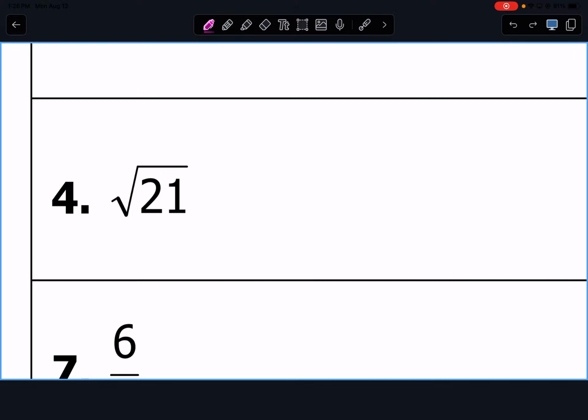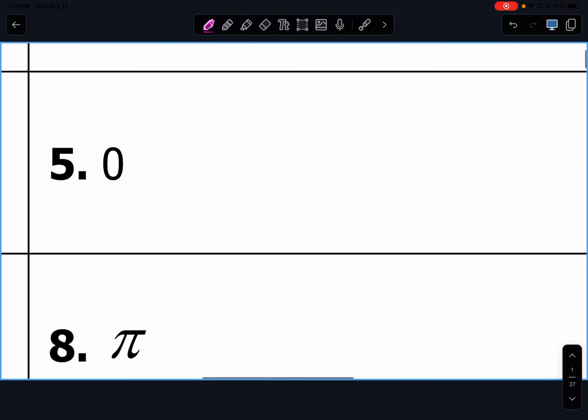Can we take the square root of 21? No, we can't. If we try to, it's going to give us a really, really long decimal. So what would that be? Irrational. So it's going to be real first, then it's going to be irrational. All of these numbers down here are real first.